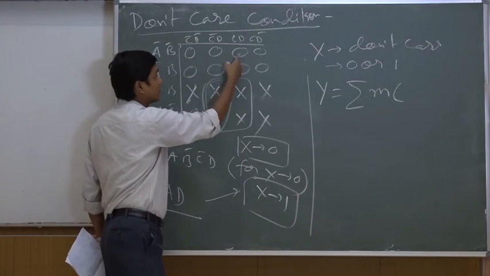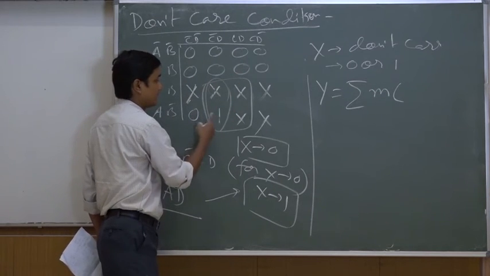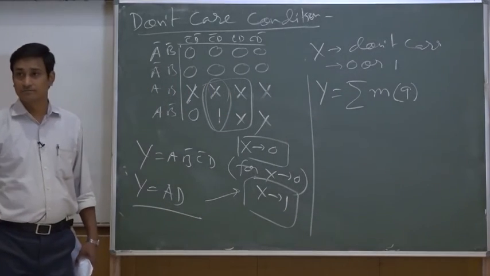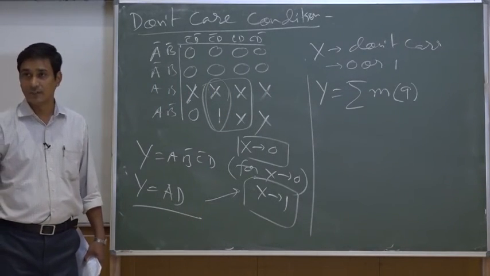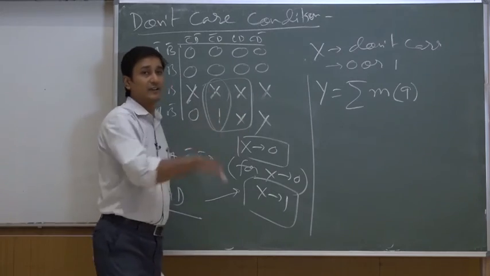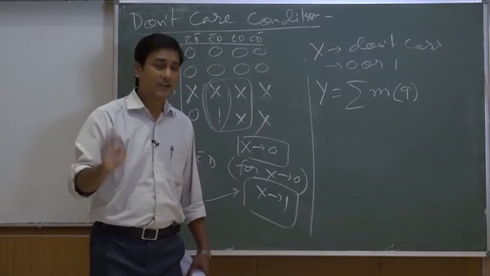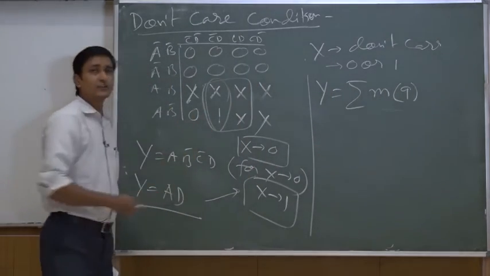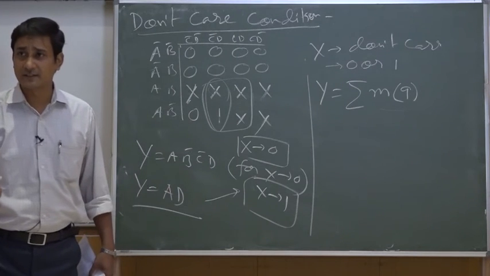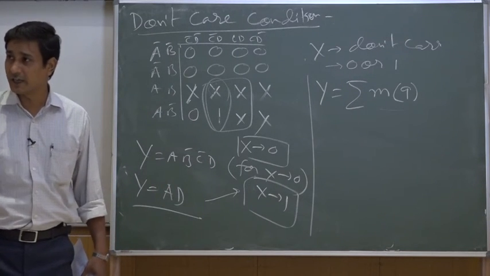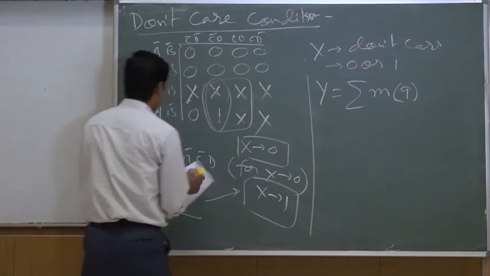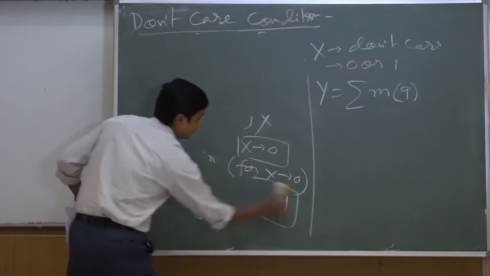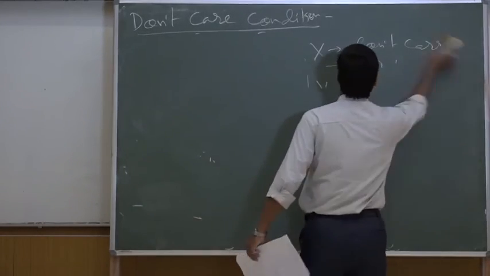0, 1, 2, 3, 4, 5, 6, 7, 8, 9. So, only 9 was there. But since don't cares are there, that may give you another expression. But if only the min term is 9 and the max term is also defined like this, that should also be possible to express. Okay. So, to make that, let us take one example with not only don't care, but some constructive expression actually.